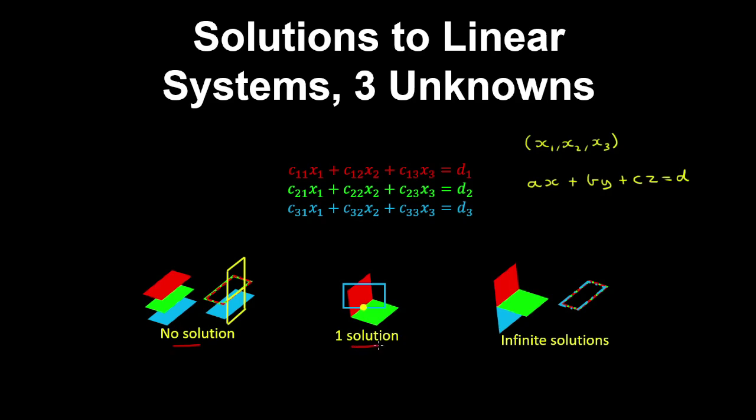Now a case where you'll have one solution is where the three planes intersect at one point, as we can see. And you can also have infinitely many solutions. So these are examples of three planes intersecting at a common line.